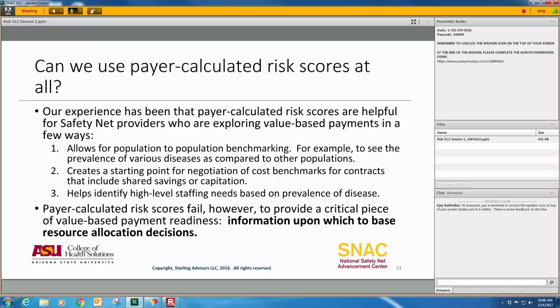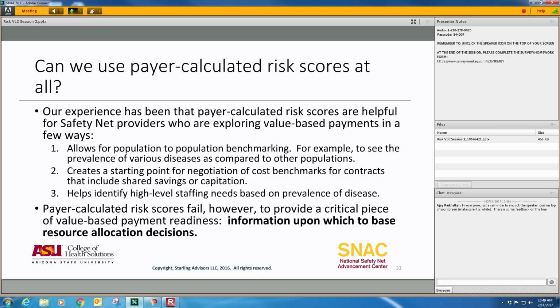Just to revisit, this is a little bit of repeat information, but in this transition, we thought it was important. We don't think it's simple enough to ask for your payer's risk score and then somehow use those to risk stratify patients. Our experience is that these scores can be helpful for a couple of things. One, it can allow us to do some population benchmarking, for example, to see the prevalence of various diseases as compared to other populations. It helps create a starting point for negotiations of cost benchmarks for contracts that include things like shared savings or capitation, and it helps identify high-level staffing needs based on prevalence of disease. But it doesn't really provide us with the information we need upon which to base resource allocation decisions.